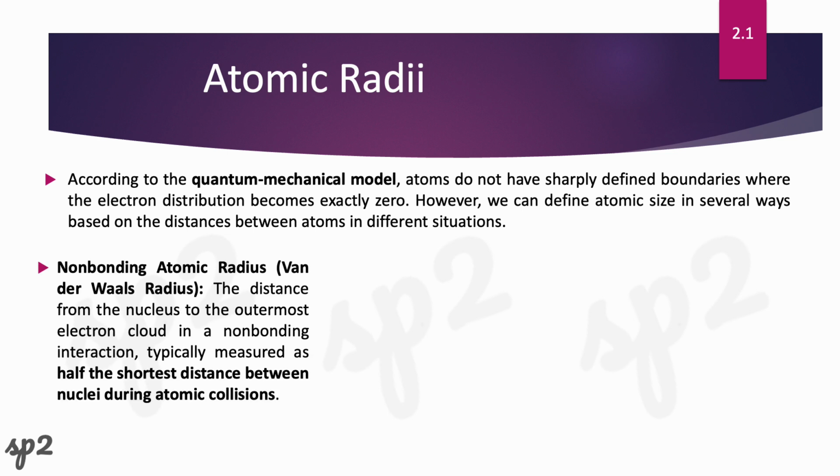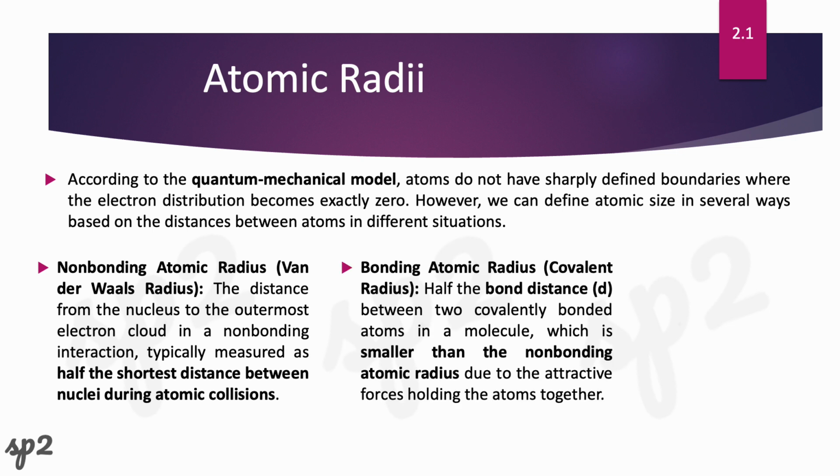There are going to be a couple of terms that I want you to pay attention to and try to remember. The first one is the non-bonding atomic radius, also known as the van der Waals radius. That is the distance from the nucleus to the outermost electron cloud in a non-bonding interaction, and it typically goes by the shortest distance between nuclei during atomic collisions.